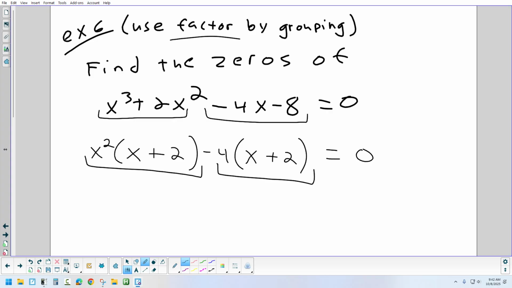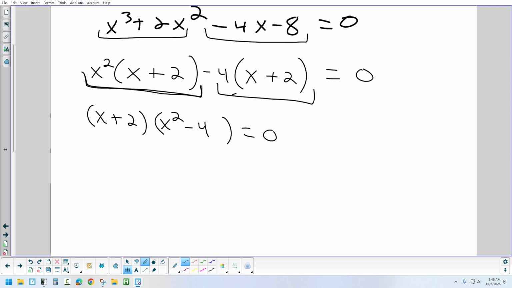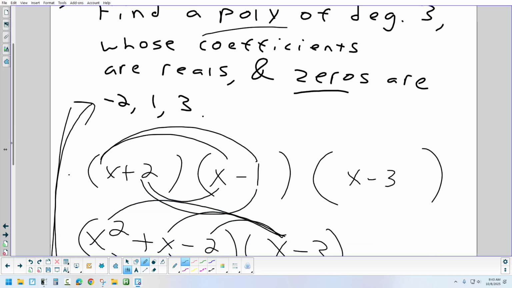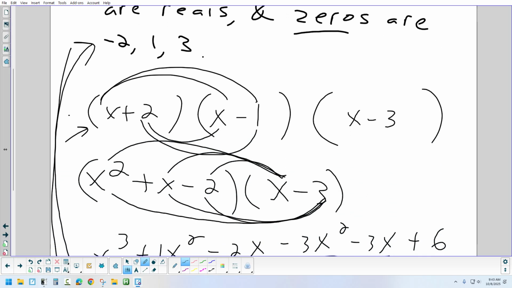X plus 2. So now you're going to take that out. x plus 2. If you take x plus 2 out of the first term, what's left there? X squared. And if you take the x plus 2 out of the second term, what's left there? Negative 4. Okay, so we're getting it. We're kind of at this step. We've got two sets of parentheses. One of them has a square, and then one of them doesn't.